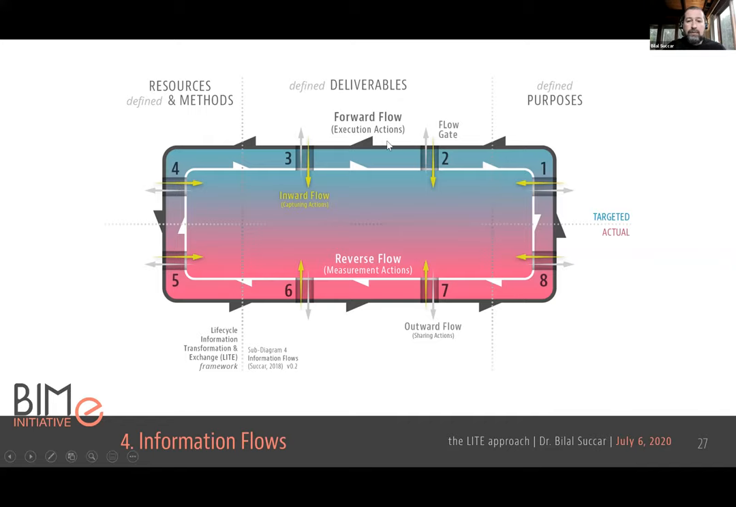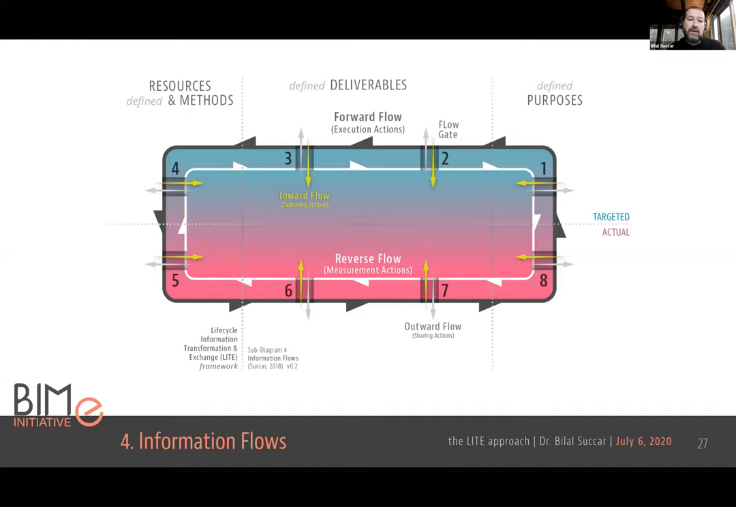A forward flow, it's called execution. People understand these two things more than they understand the others. So if you have a digital model and you want to execute it to become physical, you have a 3D model of a pump, and then you manufacture it, and you have a physical pump. But there's also a reverse flow. It's about management, to see if what was delivered was according to what was specified.